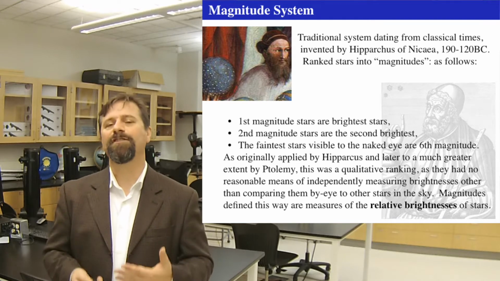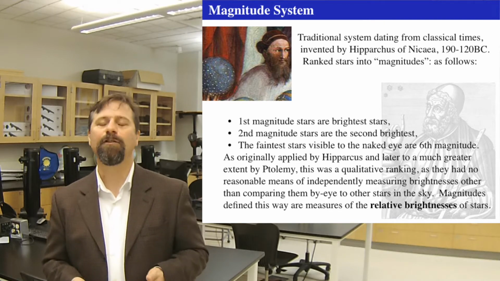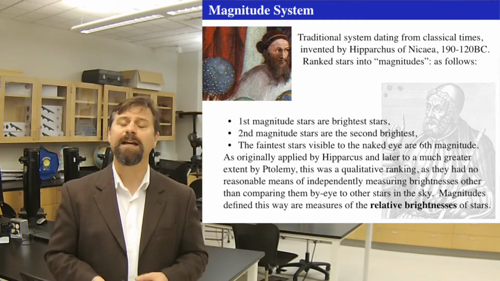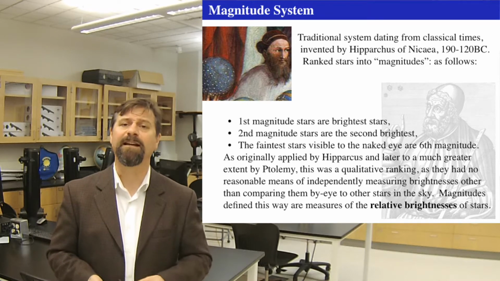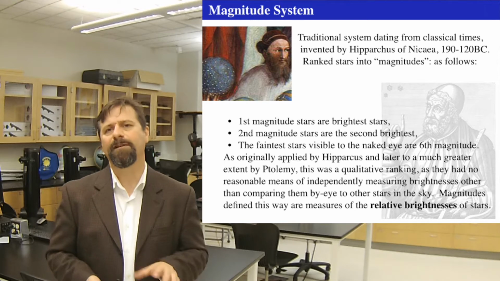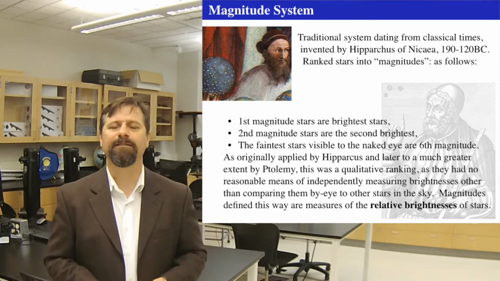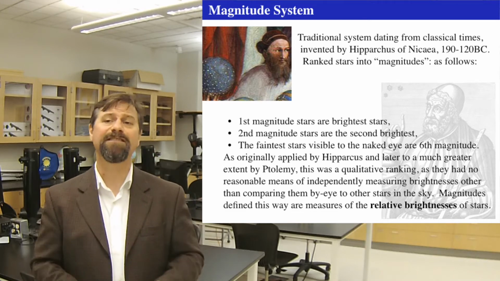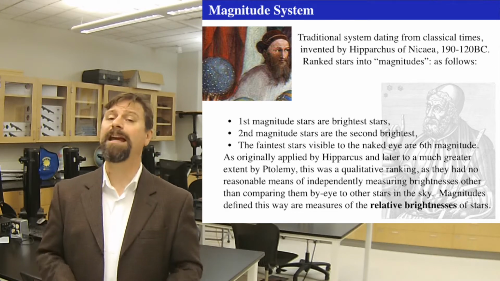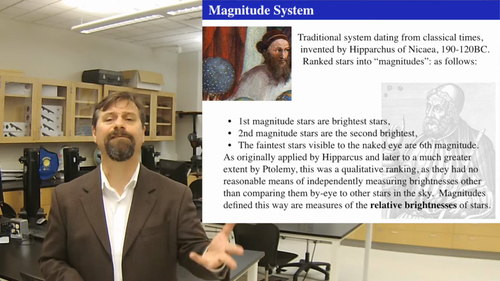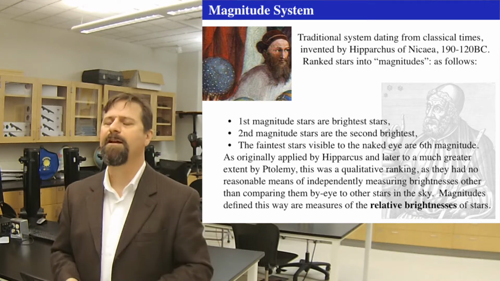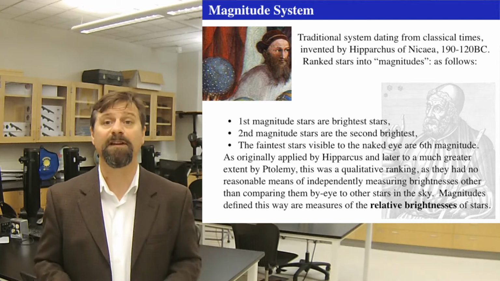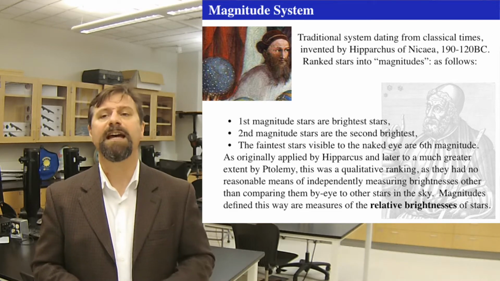Well, the tradition of magnitudes dates a very long time ago. It comes from Hipparchus, who was a Greek philosopher of Nicaea, and he lived roughly in the 2nd century BC, about 190 BC to 120. He classified stars and ranked them into magnitudes. He said the first magnitude stars are the brightest, the second magnitude stars are the second brightest, and the other ones are dimmer than that. So he ranked them into 3 groups.